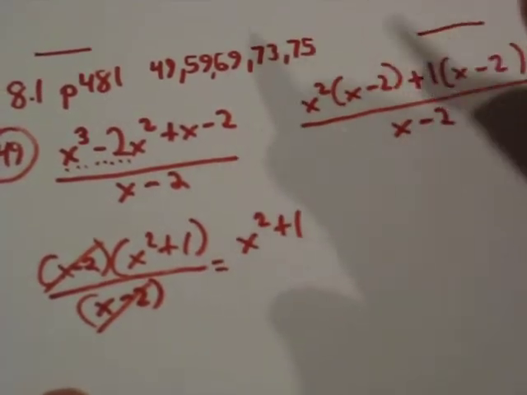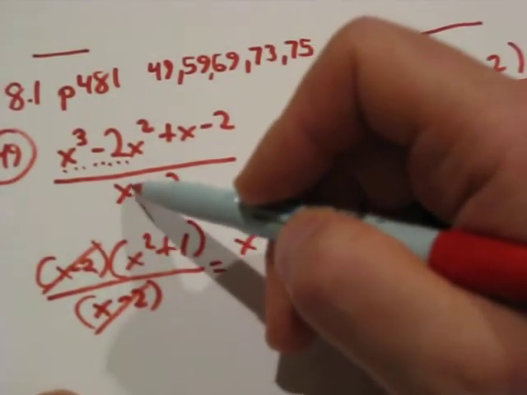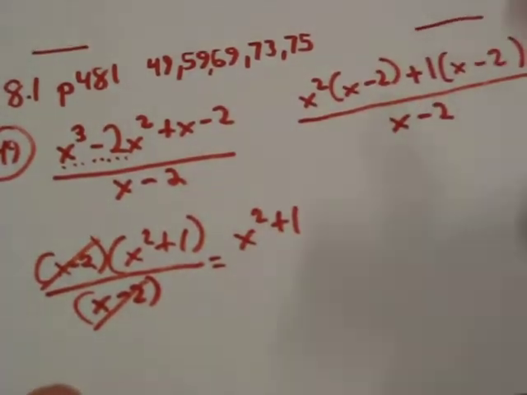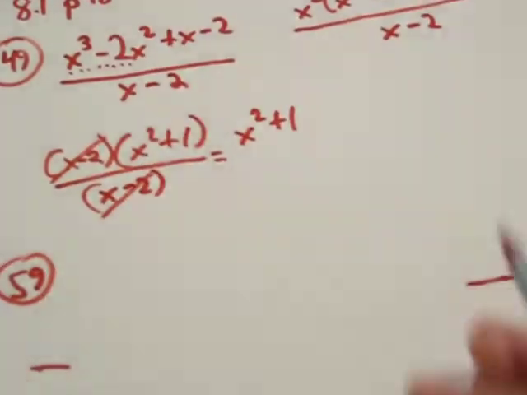Bear in mind that this is true for all values of x where x is not 2, because if I plug 2 in for this x, I would get a division by 0 error. Alright, let's move to problem number 59. Alright, let me move up my sheet here.